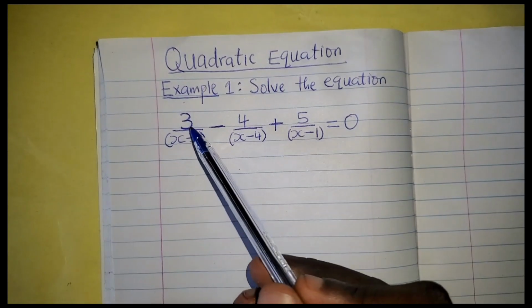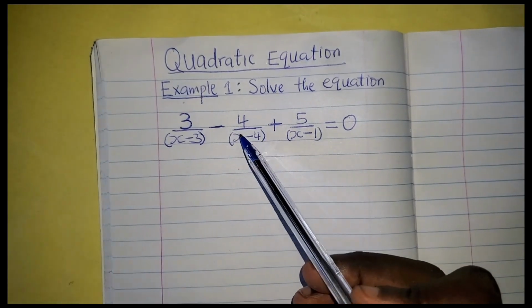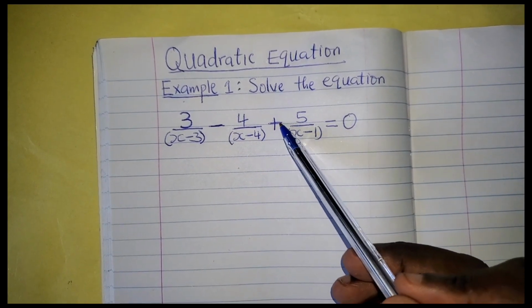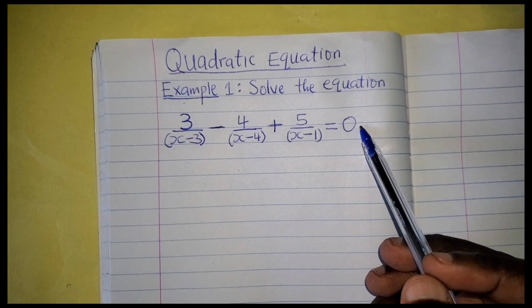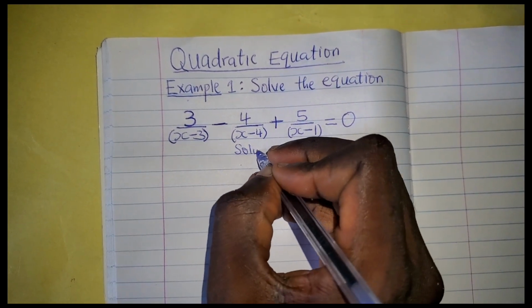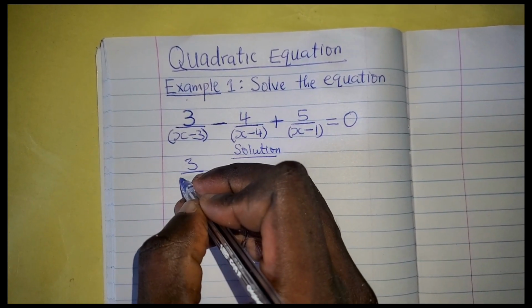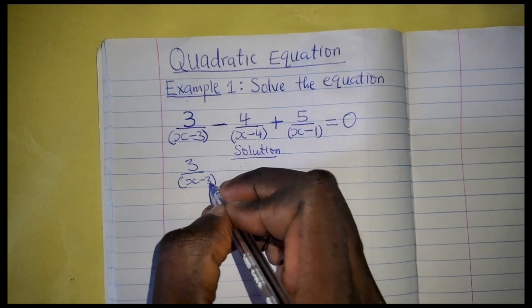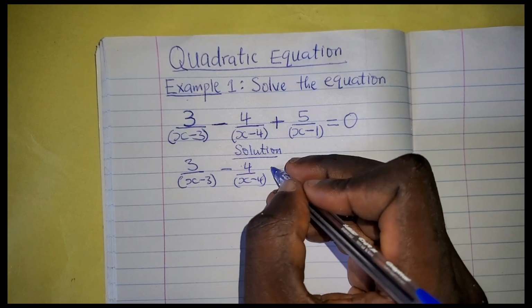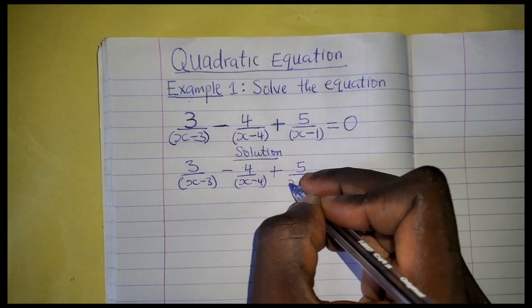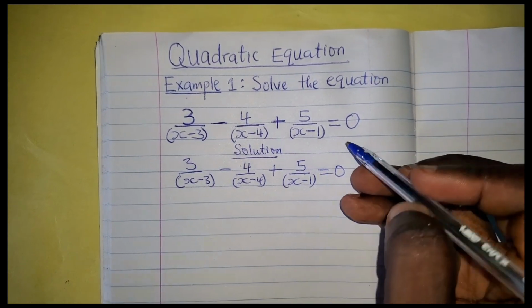Okay, and we're given the equation 3 over (x minus 3), minus 4 over (x minus 4), plus 5 over (x minus 1), everything equals to 0. We need to rewrite this equation back here. Here I have 3 over x minus 3, minus 4 over x minus 4, plus 5 over x minus 1, everything equals to 0. Then what is the next thing?